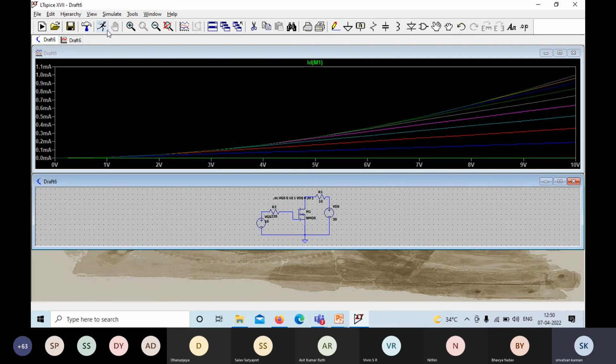Now let us see the characteristics. Drain characteristics of the device. So here the x-axis is 0 to 10 volt, because we have taken the first source as VGS and the second source as VDS. Initially we set VDS constant. So VDS is initially 0 and VGS is varied and the curve is plotted. In the second iteration, we keep VDS at 1 volt and increase VGS from 0 to 10 volt in steps of 1, and we got this second curve.